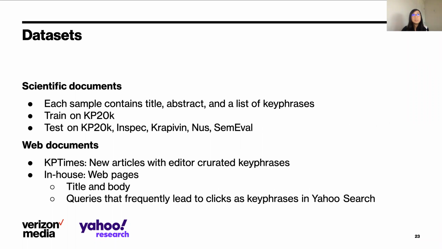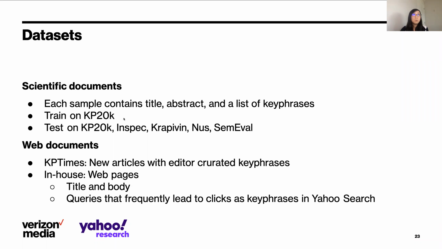So for the experiments, we are considering datasets from two domains. One is a scientific domain, the other is a web domain. For scientific domain, we're just taking 5 benchmark datasets. They're listed here. And these are scientific articles. So the input will be the title and abstract of each article. And then there's a list of key phrases provided by the authors of the articles.